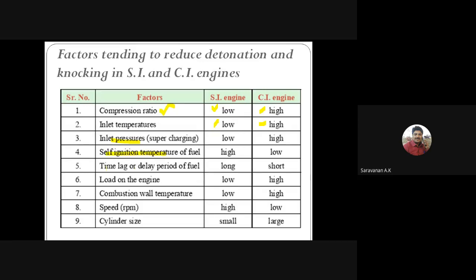Then the delay period, the load of the engine, the combustion wall temperature, engine speed, and the engine size, right? These are the factors we have to compare for the SI engines and the CI engines, right, which will be displayed here. You can see.